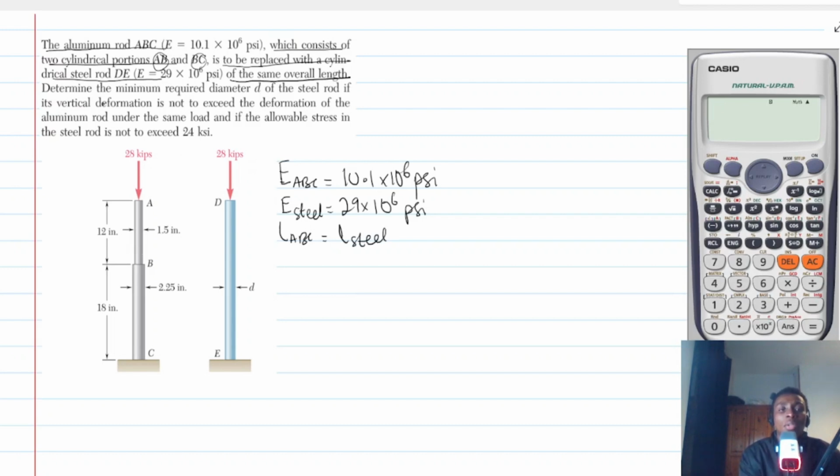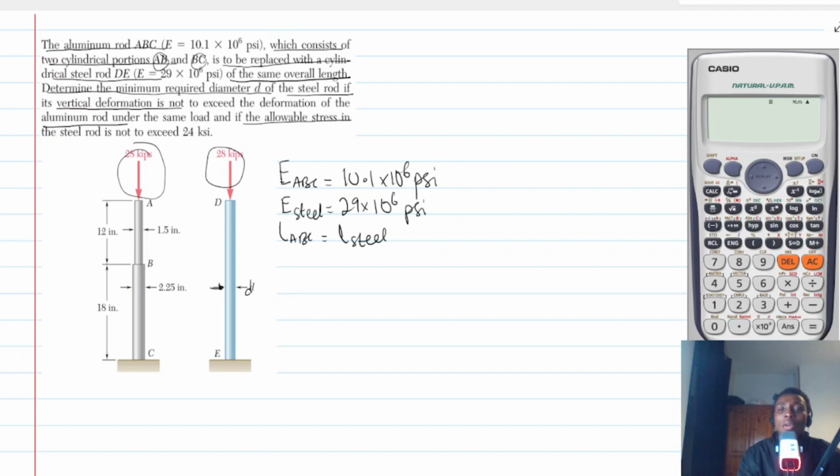All right, now we are to determine the minimum required diameter D of the steel. So we want this diameter of the steel if its vertical deflection is not to exceed the deformation of the aluminum rod under the same load. So this is the same load, right? And if the allowable stress in the rod is not to exceed 24 ksi. So how can I solve this problem?